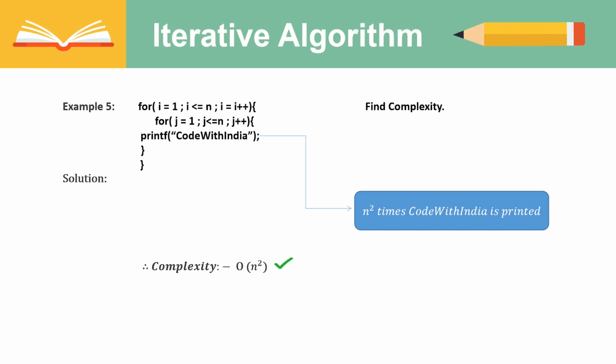Example 5. In this example, we again have a nested loop. For i equal to 1, i less than or equal to n, i plus plus. For j equal to 1, j less than or equal to n, j plus plus, printf code with India. Here we have i less than or equal to n and j less than or equal to n. By this we can say code with India will be printed n square times. So the complexity is big O of n square.